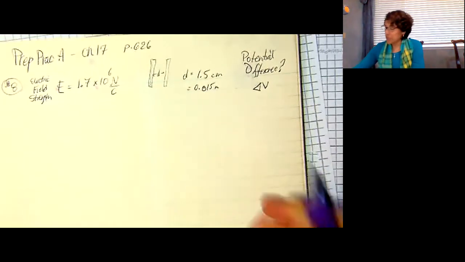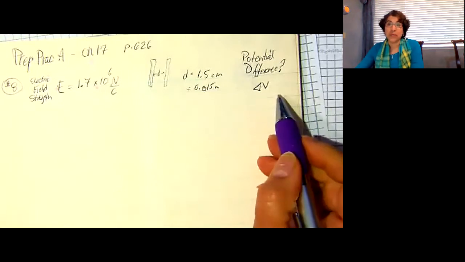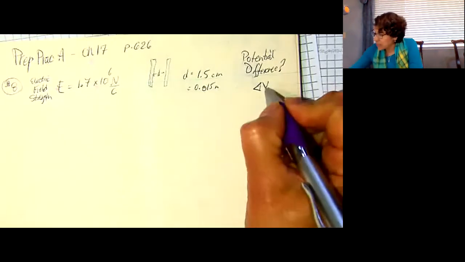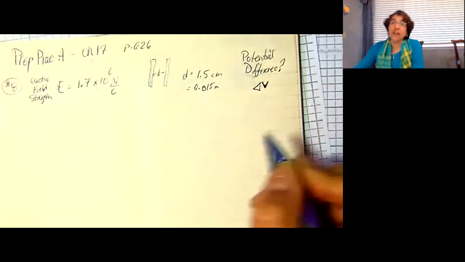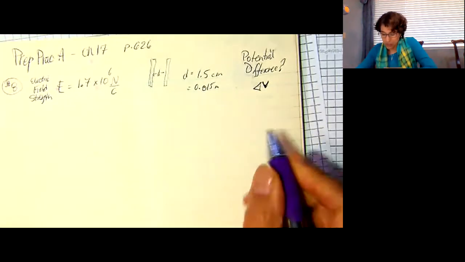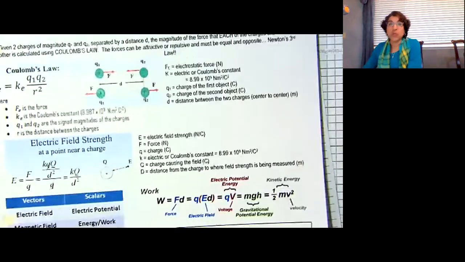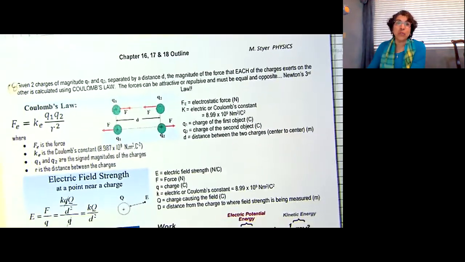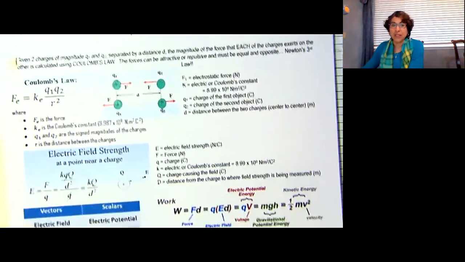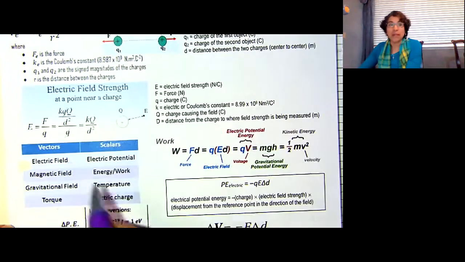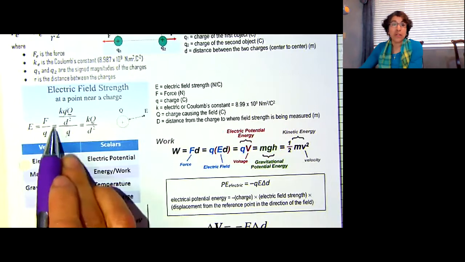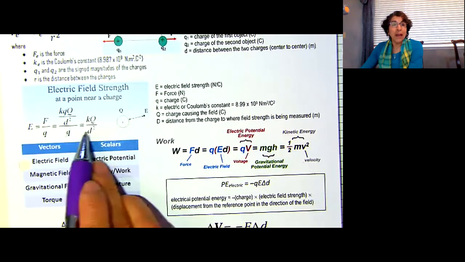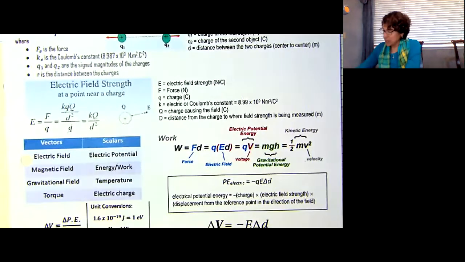And they want to know what the potential difference is. Potential difference is symbolized as change in V, V for voltage. So I direct you to this handy dandy review sheet that I made for you guys. There's a little bit there on what electric field strength is.